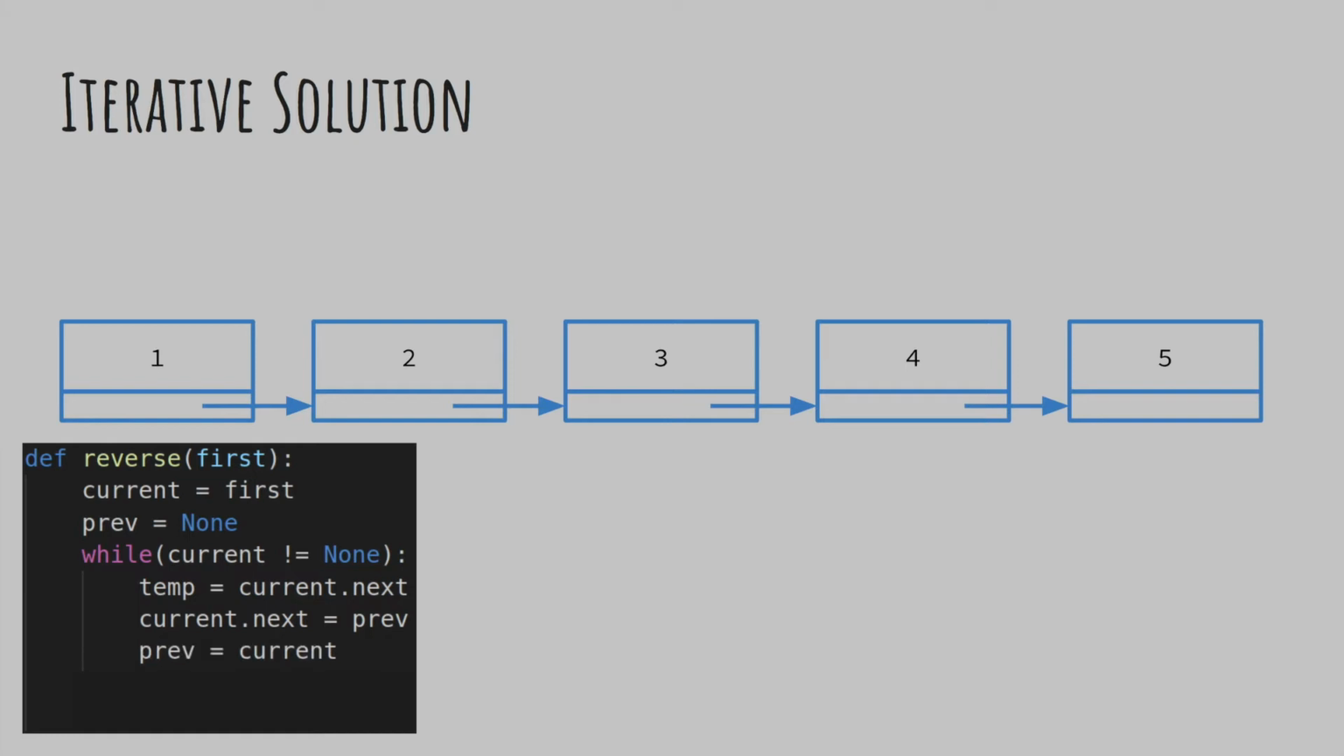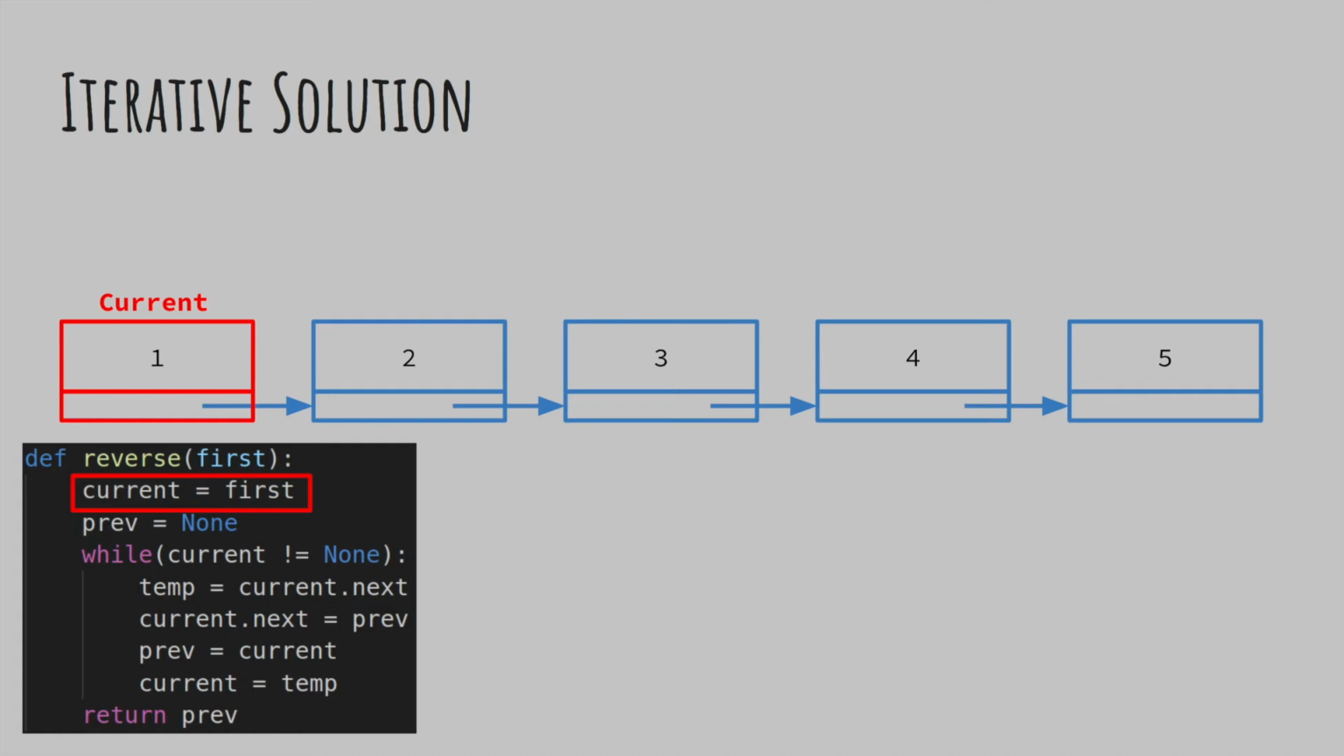And then after we reversed it, the node points to the previous node, we will say that the previous node will be the new current node, and the current node will be the next node which we saved in the temporary variable. And this loop will continue as long as there is a current node, and when we don't have a current node, we reach the end of the linked list and we can return the previous node.